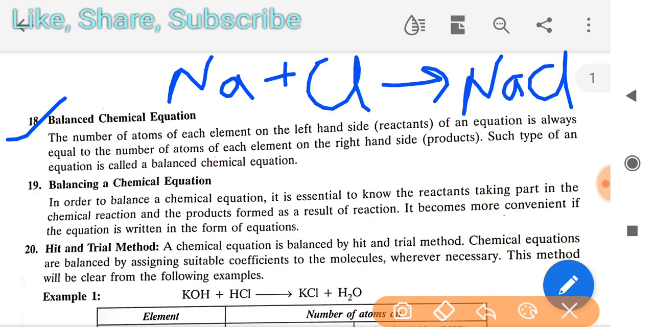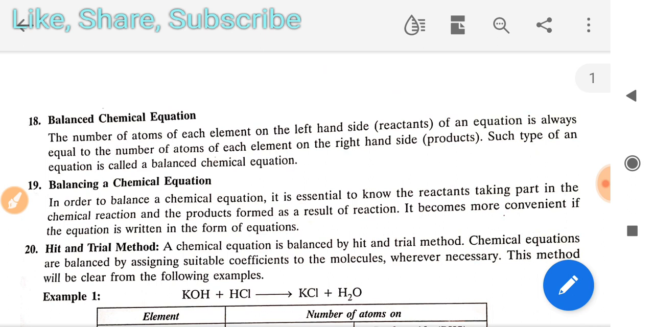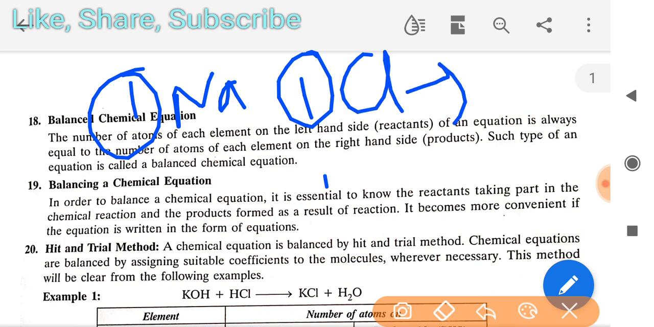So what does it mean? The left hand side is called the reactants, and the right hand side is called the products. The product of Na and Cl is sodium chloride. When their numbers are equal, you can see in this example both have one: one Na and one Cl. So it forms one compound, NaCl.